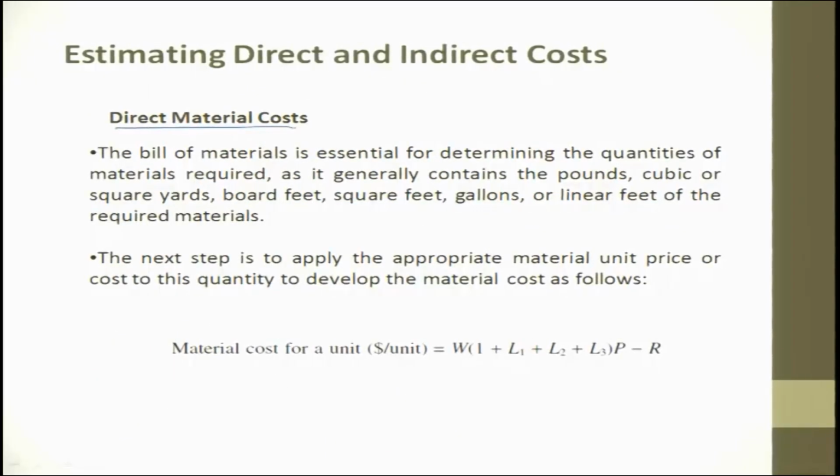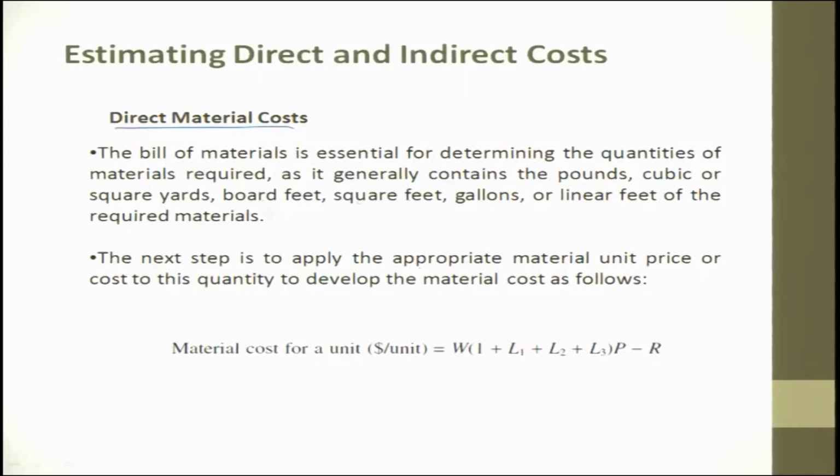So, the direct material cost: the bill of material is essential for determining the quantities of material required, as it generally contains the pounds, cubic yards or square yards, board feet, square feet, gallons, linear feet, etc. So, we try to calculate what material is used and how much. Basically, if it is given in weight, we try to use density and then find out the volume. So, we try to crisscross and play with many things.